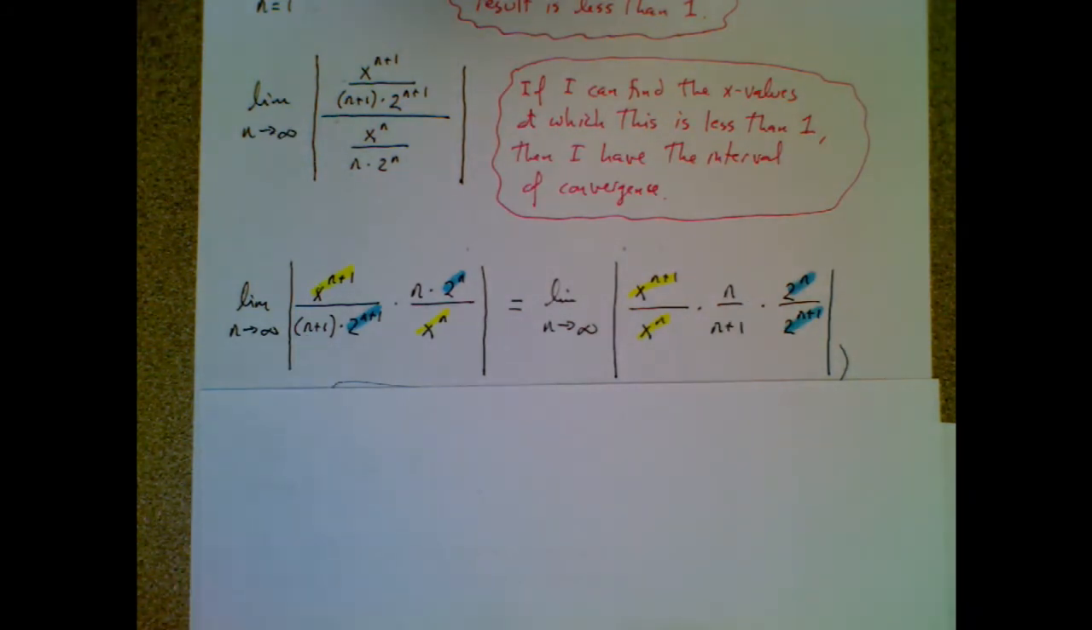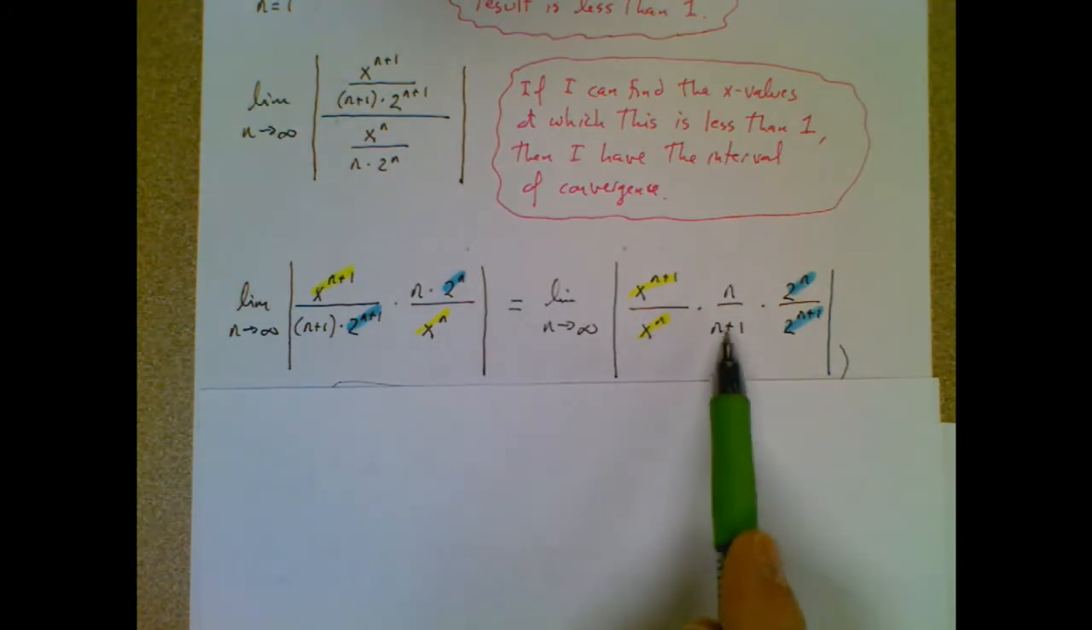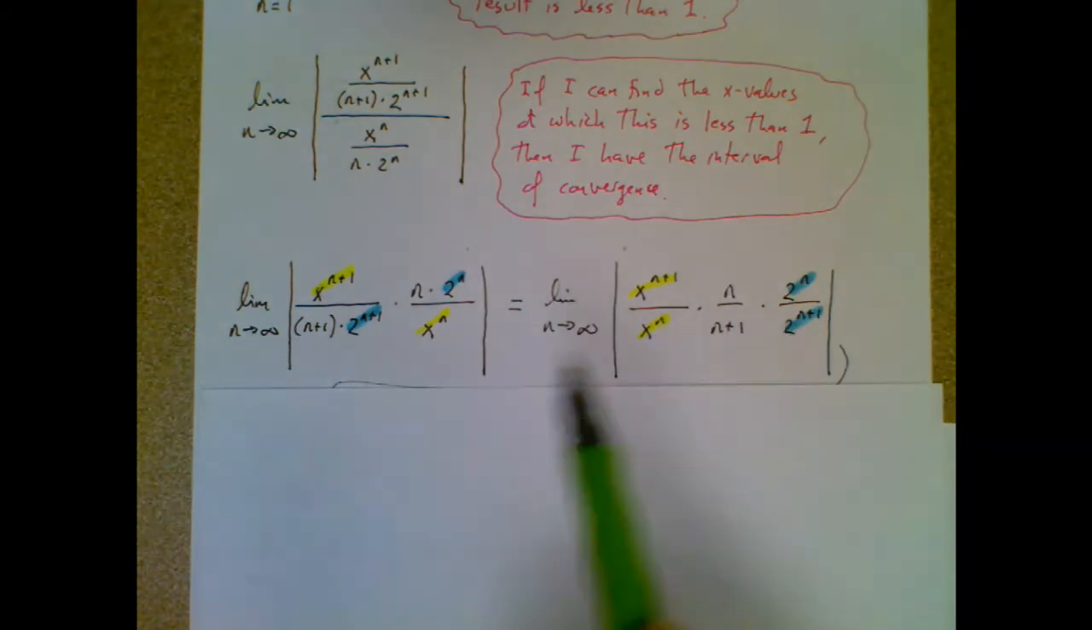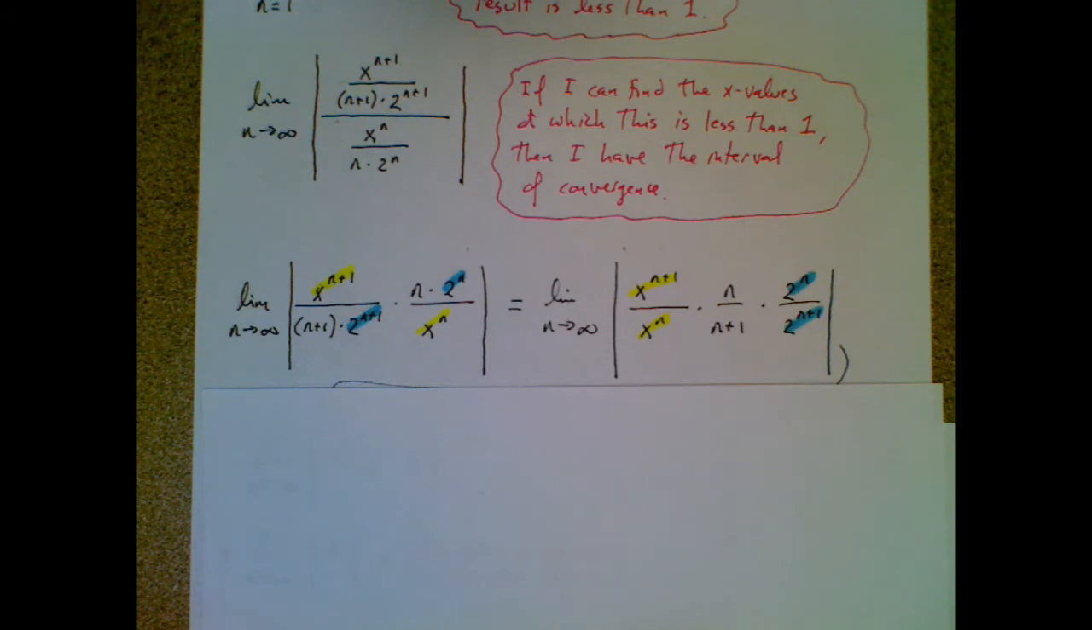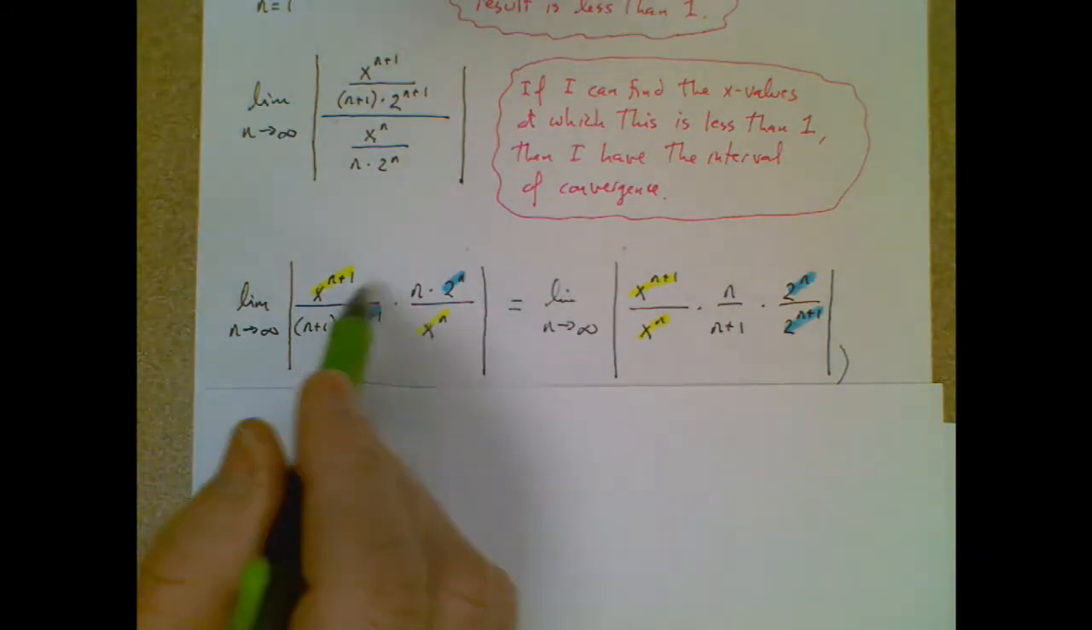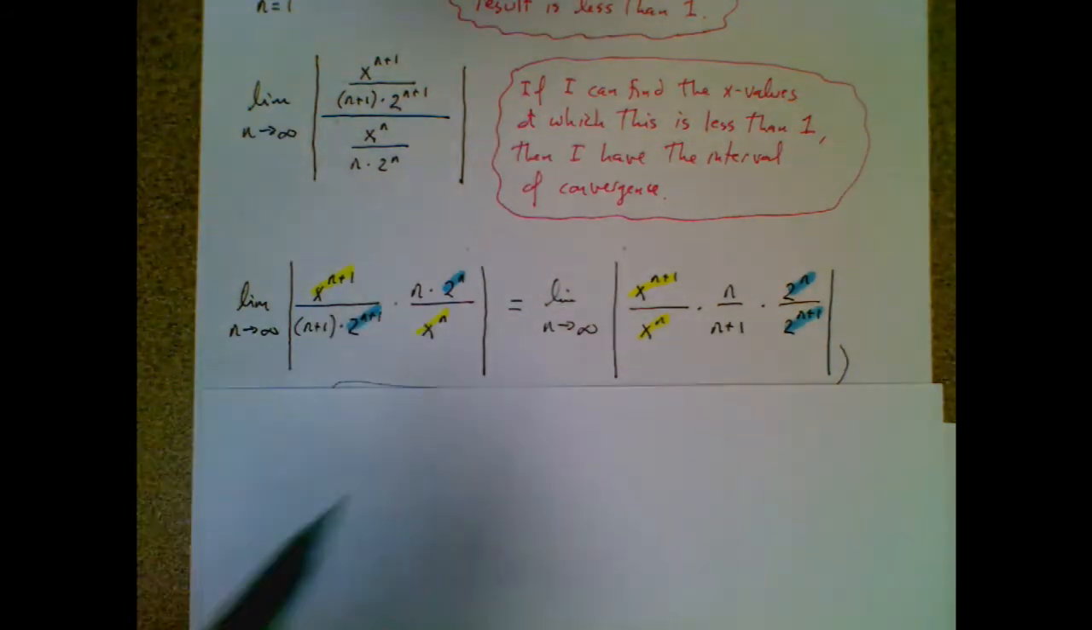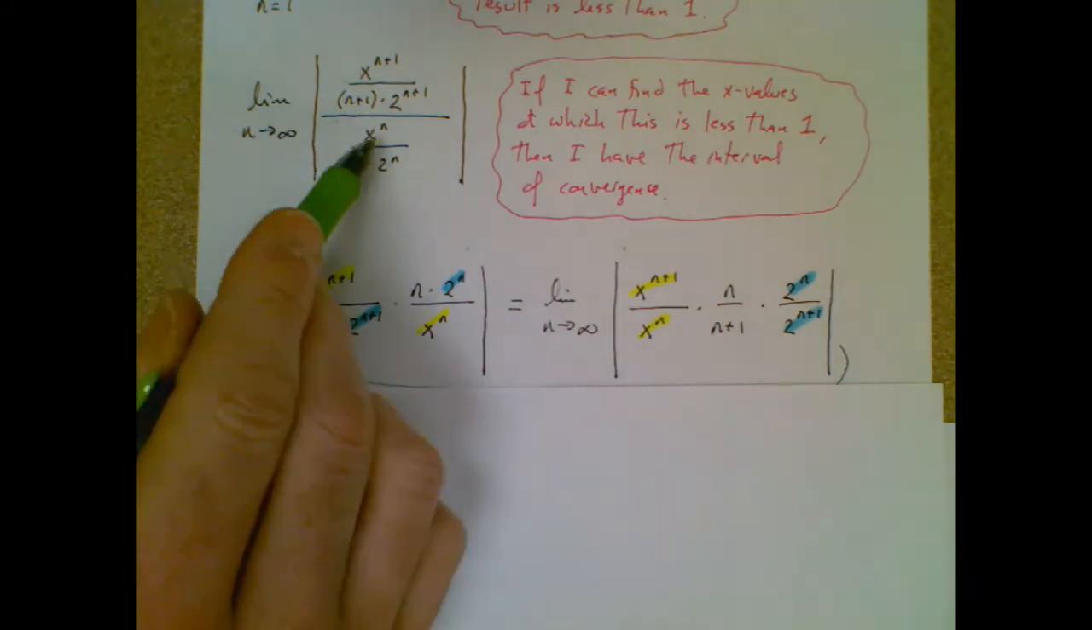Now notice I haven't broken any rules because this times this times this is the same as this times this times this. It's just a different order. So we're just helping our eyeballs make sense or organization out of the chaos of that limit.